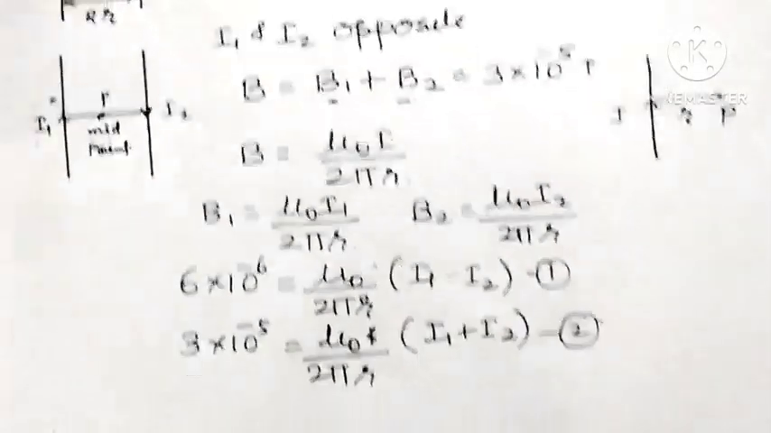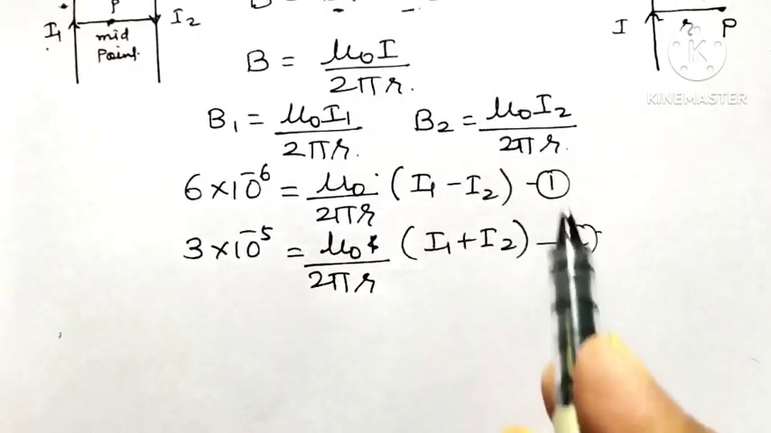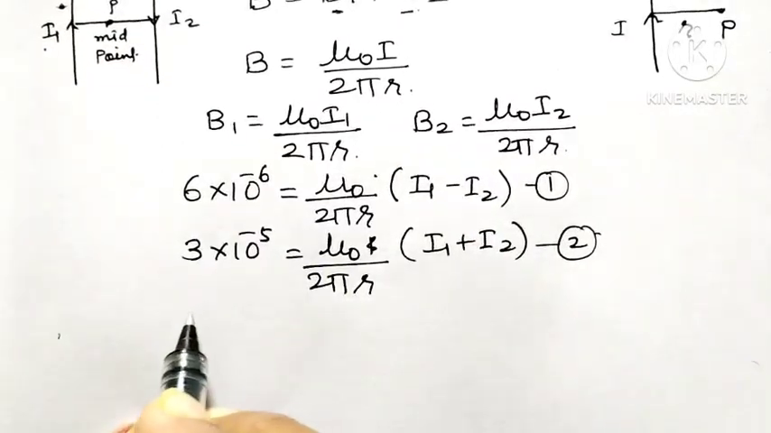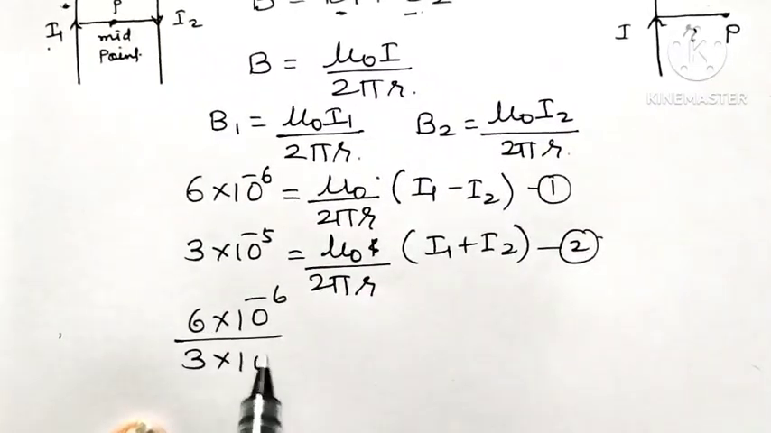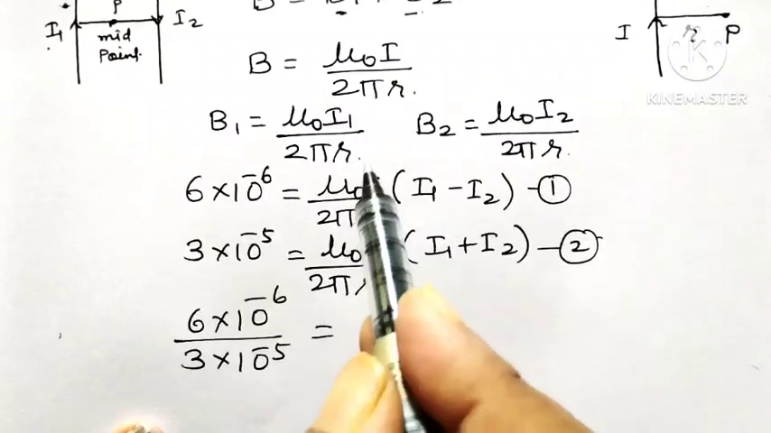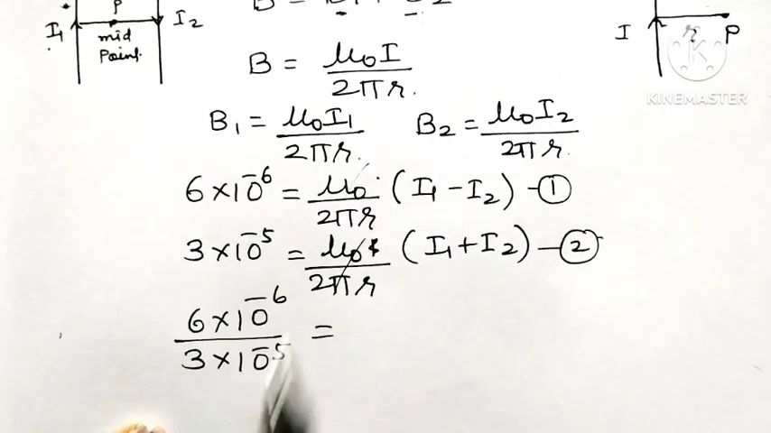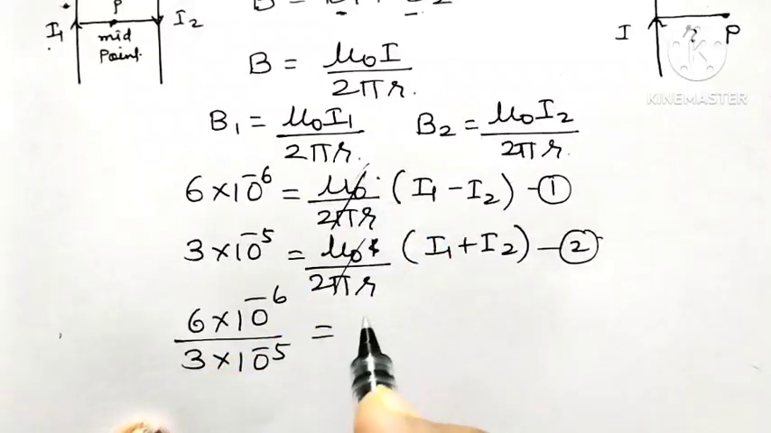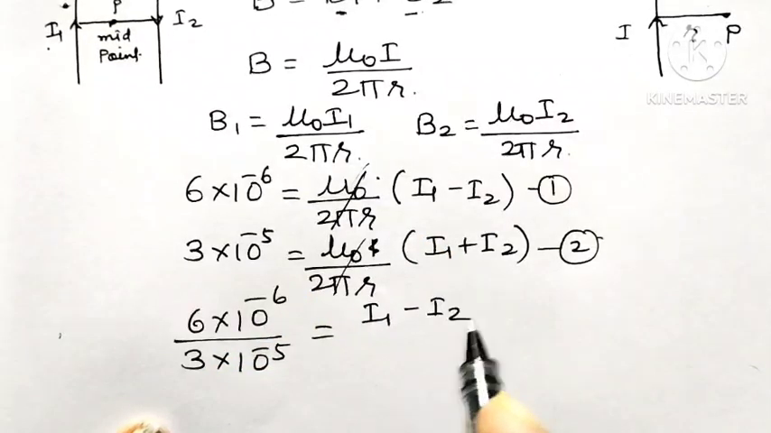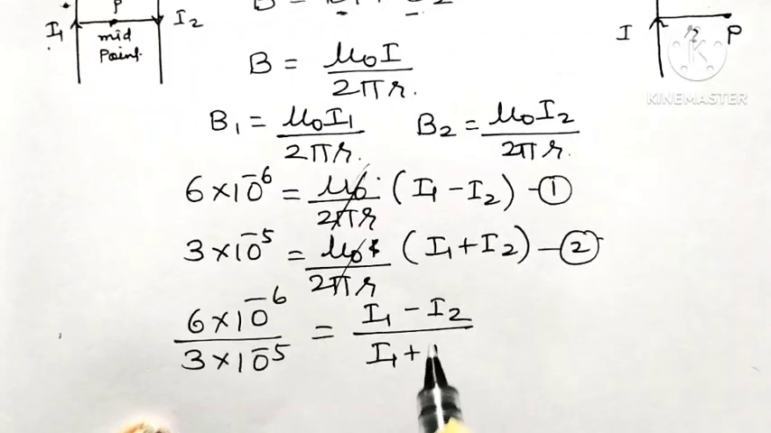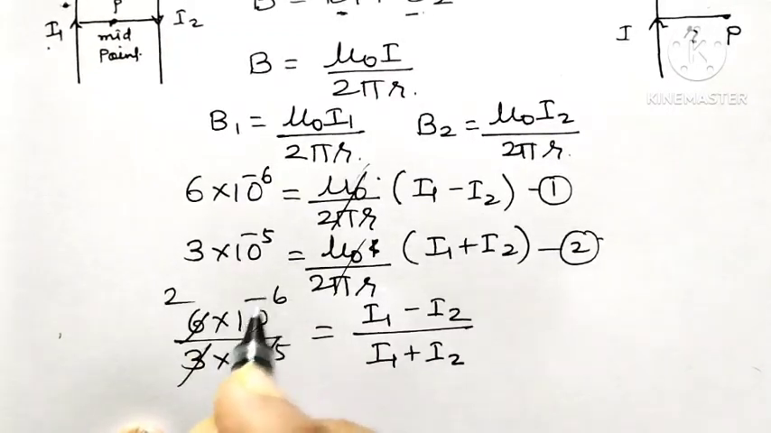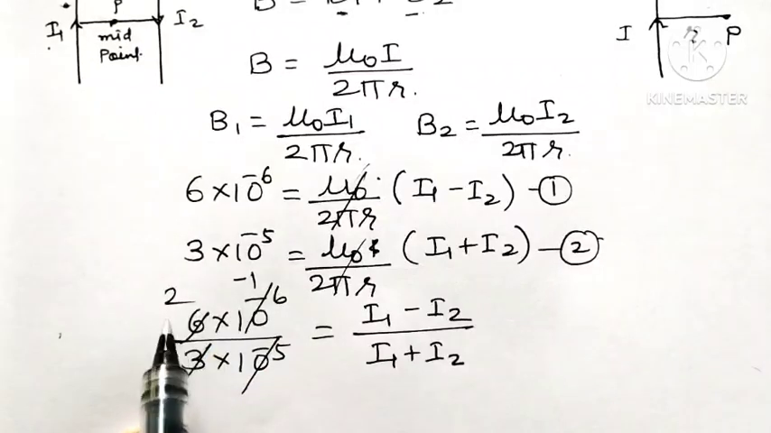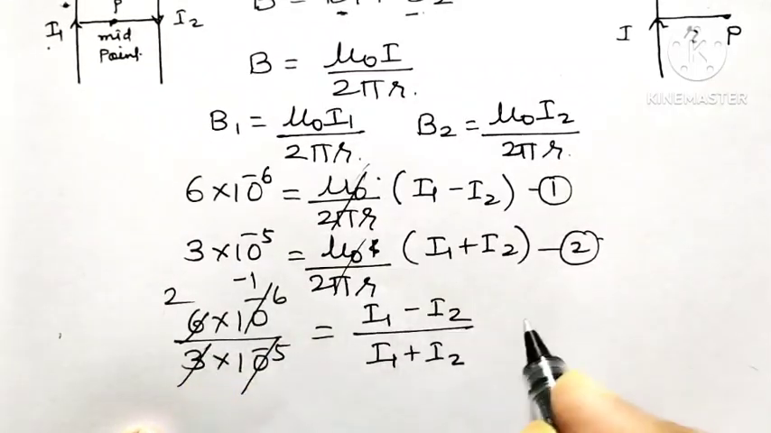Now let us take the ratio of these two equations, 1 by 2. So 6 into 10 to the power minus 6 divided by 3 into 10 to the power minus 5 is equal to, mu 0 upon 2 pi r cancels, and what is left is I1 minus I2 upon I1 plus I2. Here 3 twos are 6, and 10 raised to minus 6 over 10 raised to minus 5 leaves 10 raised to minus 1. So 2 into 10 raised to minus 1 means it is 0.2.